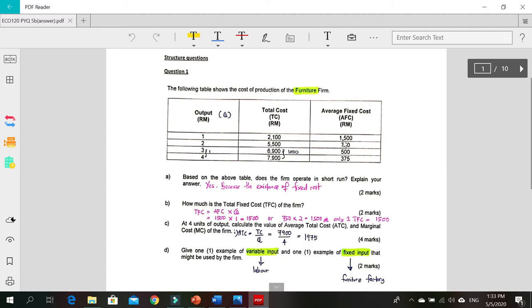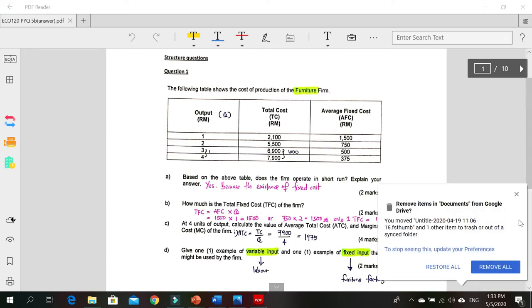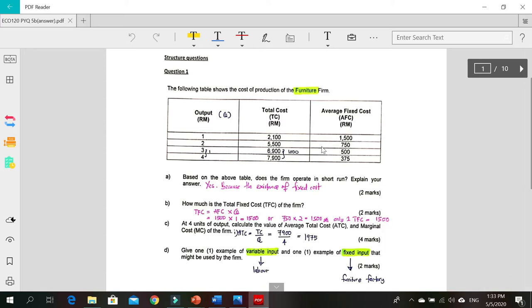So here, for example, if you pakai the first row, 1,500 average fixed cost times quantity 1 equals 1,500. Yang kedua, 750 darab 2 equals 1,500 juga. 500 darab 3 equals 1,500 juga. 375 darab 4 equals 1,500 juga. So whichever row you pakai, still you akan dapat the same amount, sebab total fixed cost cuma akan ada satu. Sebab tu it's very important for you to memorize the formula.